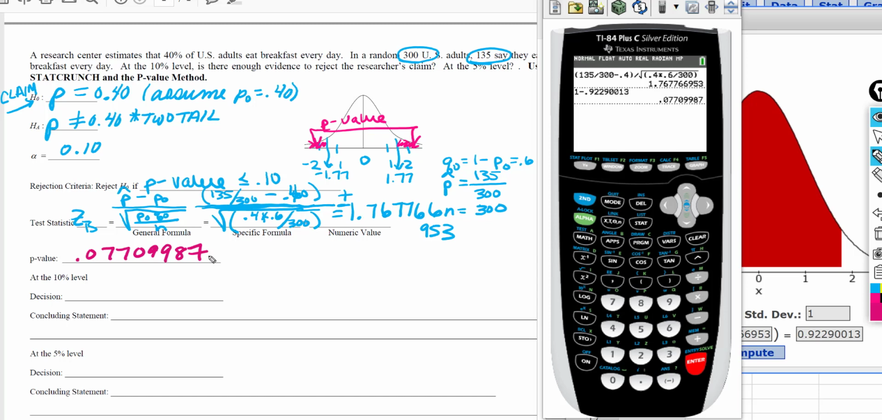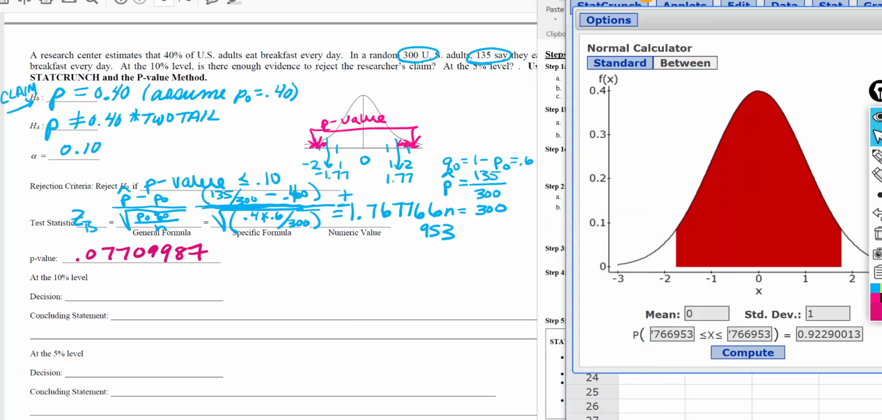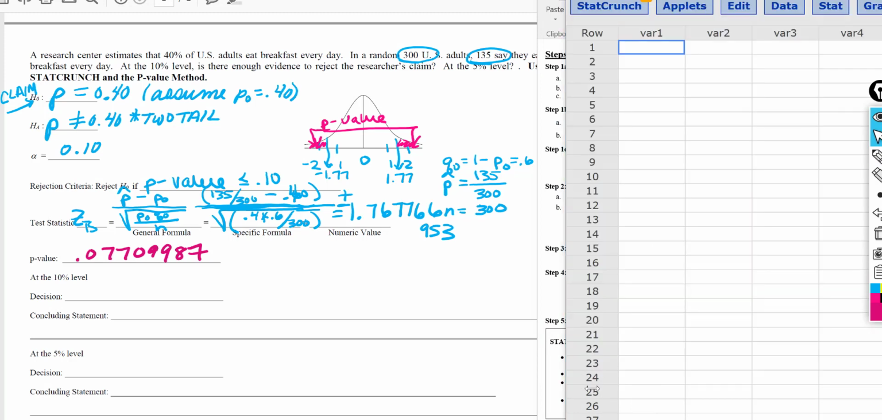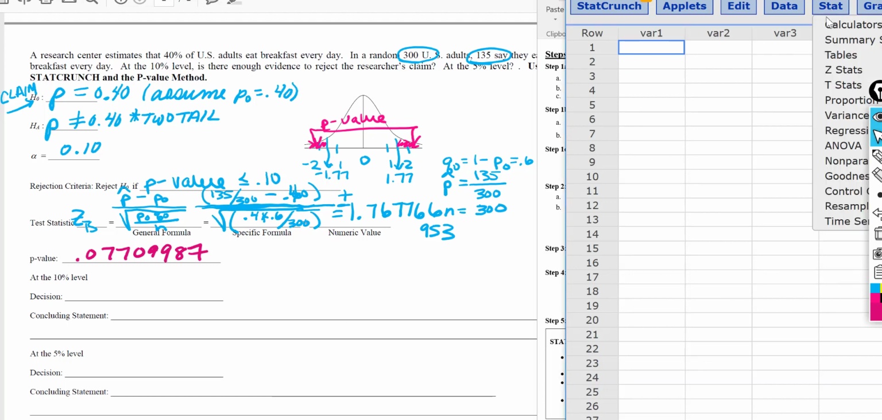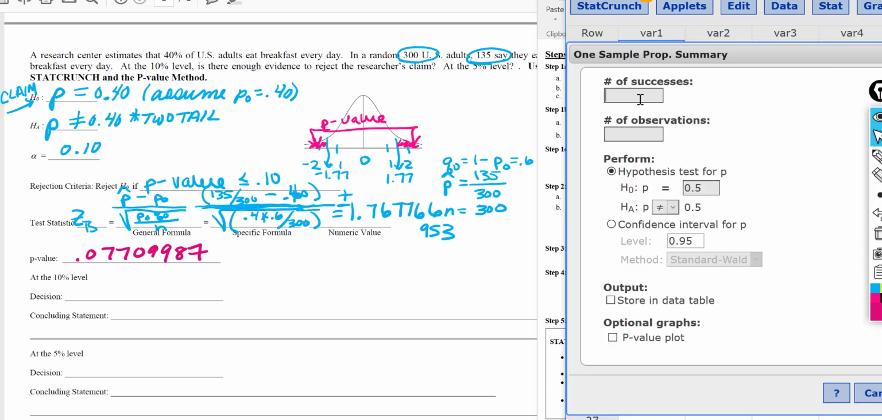So let's try that one now. Go back to StatCrunch. And now under StatCrunch, we can use the stat. Remember, we used proportion stats before. Okay, proportion stats, one sample, and with summary. Under that feature, we have the number of successes. In our problem, we have 135 people said that they eat breakfast every day out of a total of 300 people. A hypothesis test, remember our claim proportion is 0.4. And our alternative hypothesis, remember we said does not equal to, so we'll leave it there.